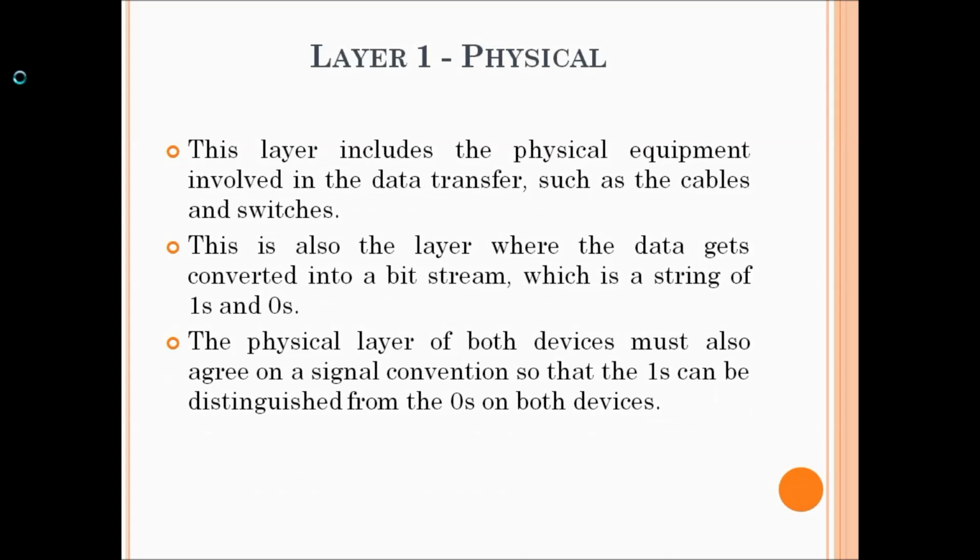What is a physical layer? This layer includes the physical equipment like cables, switches. So here the information will be in the form of bits, because the information should be converted from segments and frames into bits, because bits is a machine readable format.